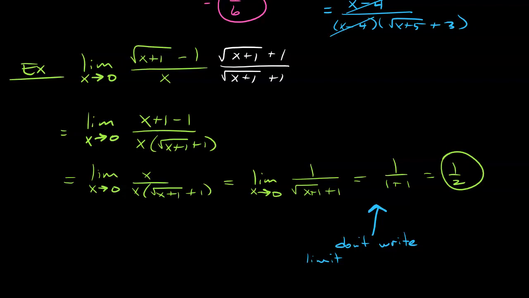So I stopped writing limit because I plugged in the number. Basically, I was just simplifying this equation all up until this step. And as soon as I plugged in 0, then I stopped writing limit. This is a step where a lot of people get stuck in the past years, confused as to when to stop writing limit. So you don't write limit after plugging in a number.